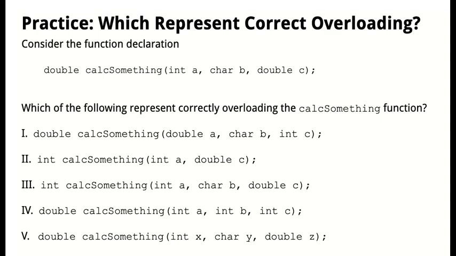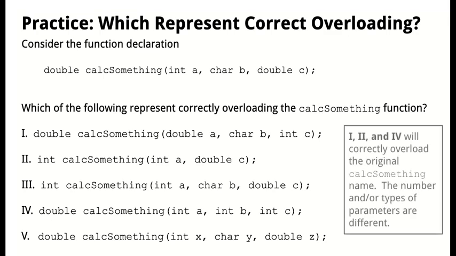Hopefully you took my advice and paused the video. The ones that would correctly overload it are 1, 2, and 4. In each of those examples, either the number of parameters or the types of the parameters are distinct in some way compared to the original. In number 1, the int parameter that came first is now a double parameter, and even though the other two parameters have the same type, that is definitely a distinct parameter list compared to the original. In number 2, the parameter list now consists of only 2 parameters as opposed to 3, so that will absolutely overload the original. And in number 4, we've changed the type of the second and third parameters. The char is now an int, and the double is now an int. So again, that will successfully overload the original.